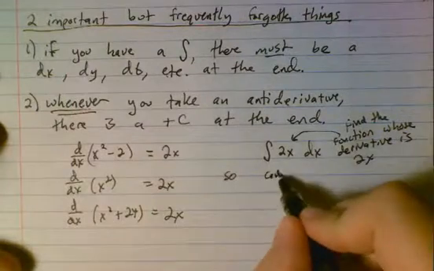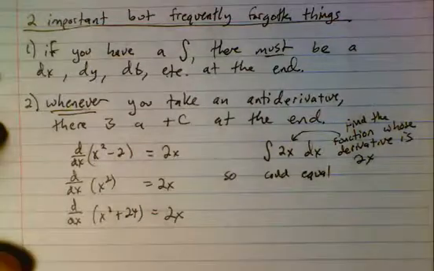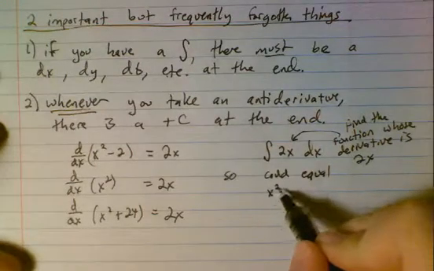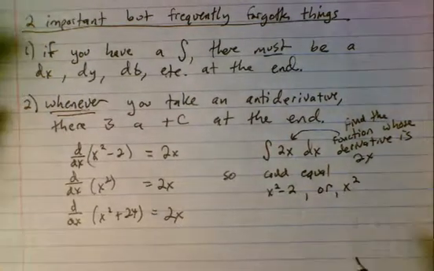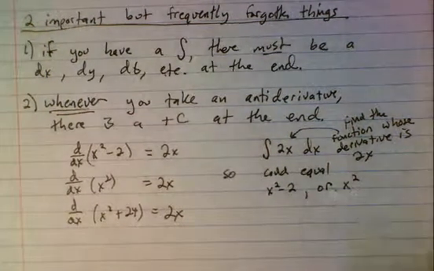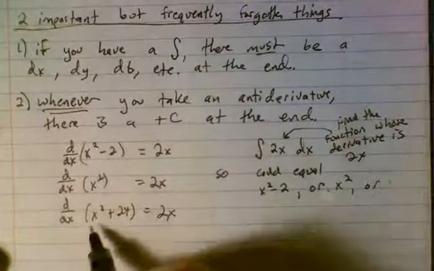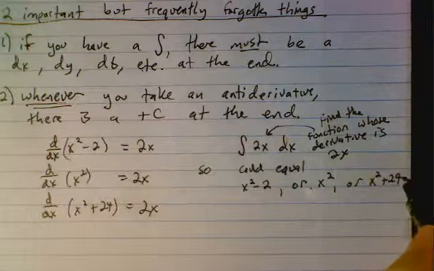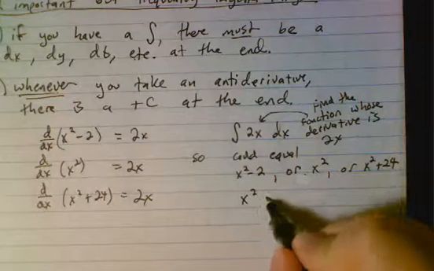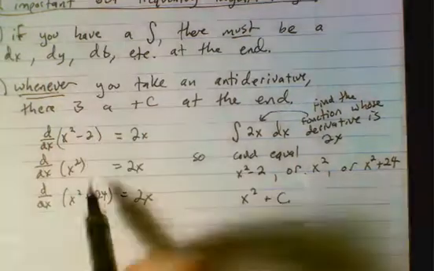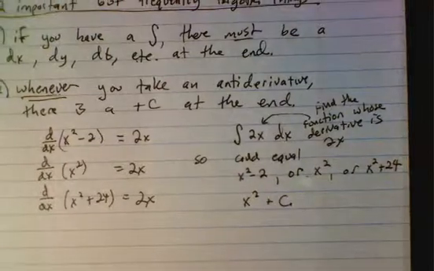This could equal this, because this has a derivative of 2x. Or it could equal x squared, because this has a derivative of 2x. Or it could be x squared plus 24, because that has a derivative of 2x. So really the idea is that this plus c just means we don't know what this number is. Any number could be here, and the derivative of this function would still be 2x.